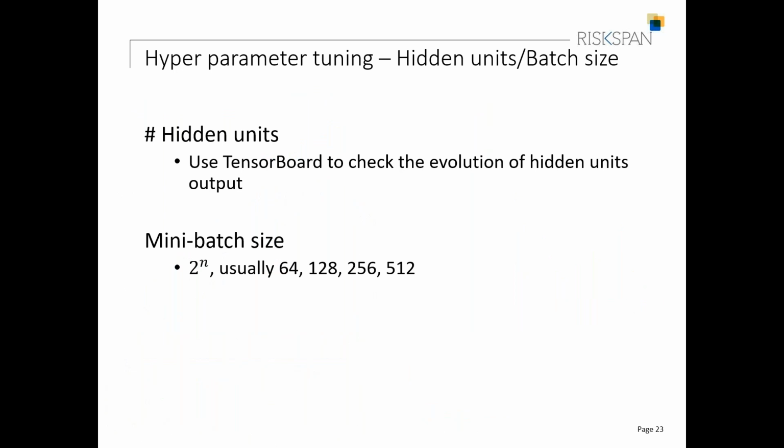The second class of hyperparameters we want to tune is the number of hidden units and the batch size. The number of hidden units in each layer is also very crucial. If we choose a very small number of hidden units, we just can't capture all the relationships between the model inputs. But if we choose a large number of hidden units, some of the neurons might function identically, which is not very efficient. So we have to choose a suitable number of hidden units.